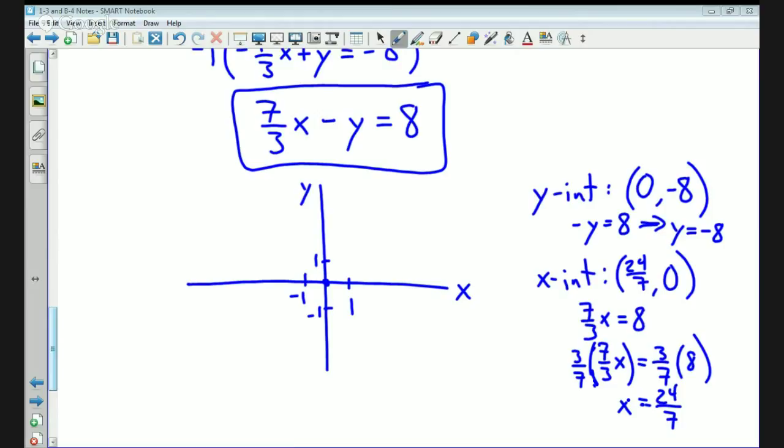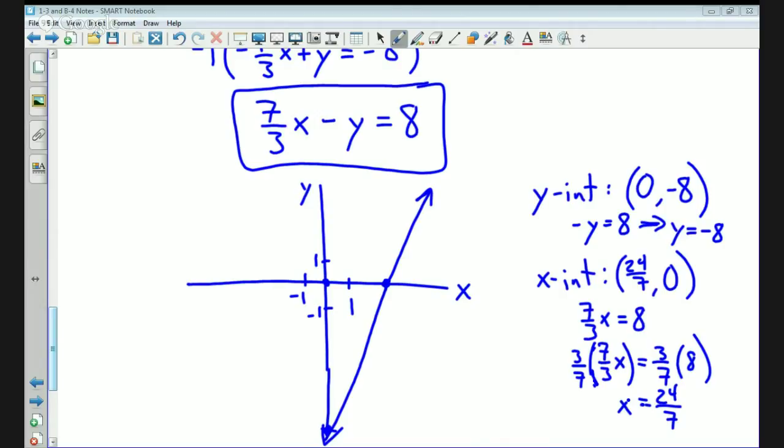So that's kind of the benefit of that standard form. It allows you to just quickly get 2 points by making x 0 and then y 0 and solving for the variable that's left. And if we were to sketch this, we'd see y-intercept negative 8. So way down here, I'm going to call that negative 8, the point. For the x, 24 over 7, a little bit more than 3. I'll just go ahead and call that right here, x-intercept there. And we would have our line going through those 2 points. So that's the purpose of standard form.